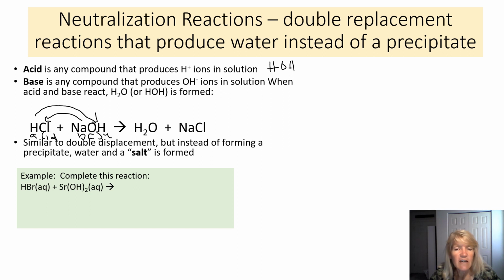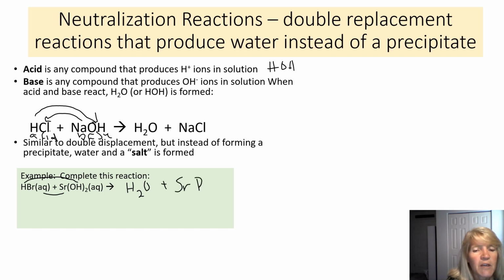Let's try this next example here. We have HBr and Sr(OH)2. So hydrobromic acid and strontium hydroxide. So the H is going with the OH, and that makes water, H2O. Or you could write it HOH. You can write it either way. And the Sr is going with the Br. So plus SrBr.